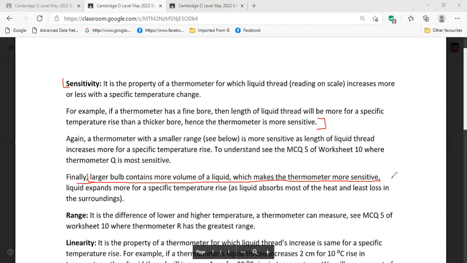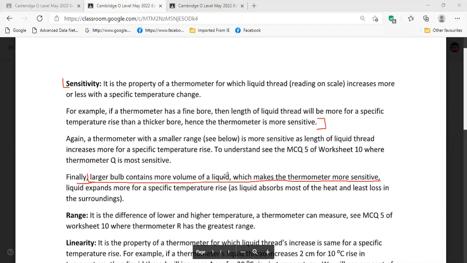I will explain this one now. Larger bulb contains more volume of liquid. If the bulb is containing more volume of liquid, that means this liquid can absorb more heat energy from the surroundings, right? So when they are absorbing more heat, then they can also expand more, isn't it? Yes, sir.